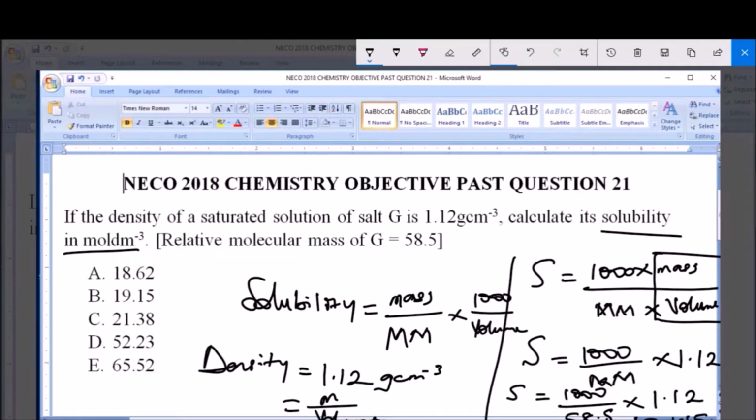19.145, which is approximately 19.15. So this is the solubility of this saturated solution of salt G in mole per dm cubed. So the answer is approximately 19.15, and that is option B, 19.15. So this is the solubility of this saturated salt.